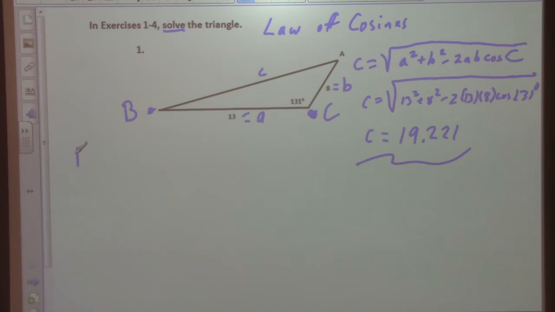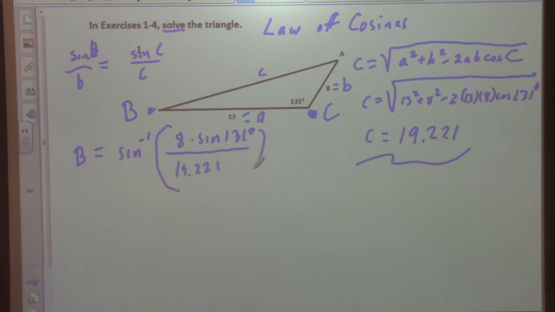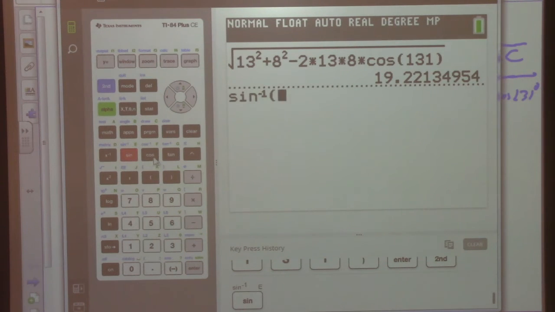So we're going to say B is equal to inverse sine, and what we're going to have is this side here, because originally we were going to have sine B over b equals sine C over c. That's supposed to be a little b. And as we cross multiply, the little b, the way I've labeled it, is 8. So we have 8 sine C, so it's going to be sine 131 degrees over side c, which is 19.221.